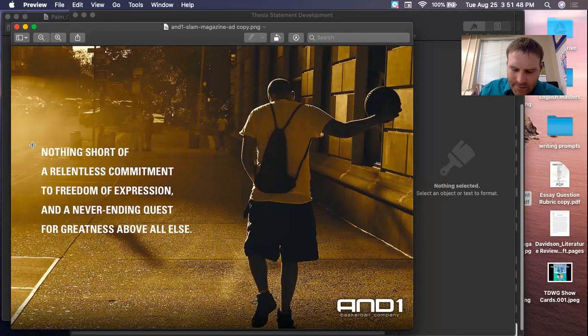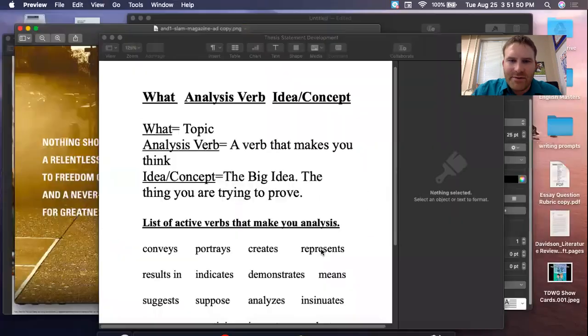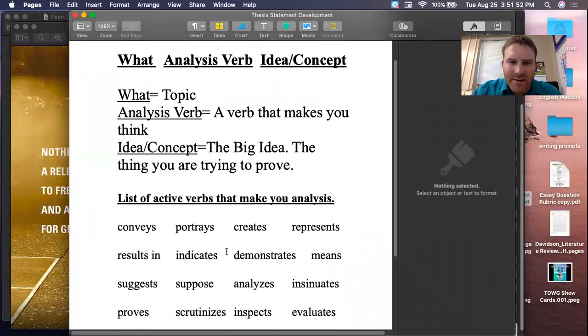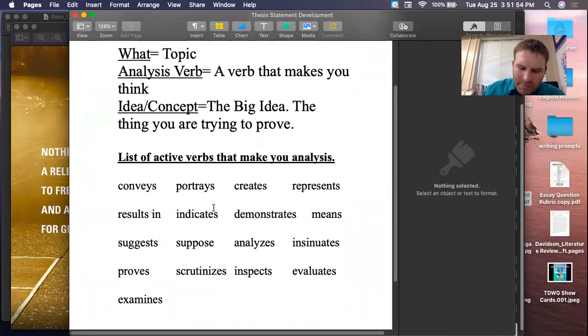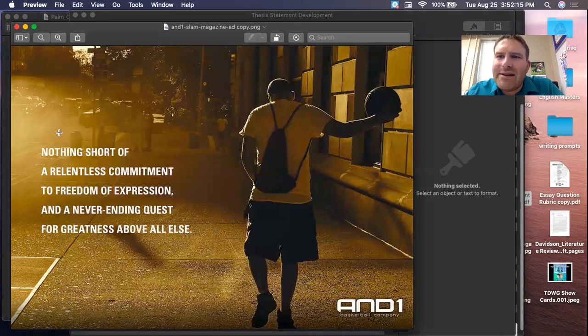And then we have to come up with an analysis verb. I like represents here, but there's a variety that you could go with. You have conveys, portrays, creates, represents, results in, indicates, demonstrates, means, suggests, supposes, analyzes, insinuates, proves, scrutinizes, inspects, evaluates, and examines. So we pick one of those words. We have our topic, the And One ad, represents, and then we're going to look at our idea. This is the thing that we are drawing a conclusion to.